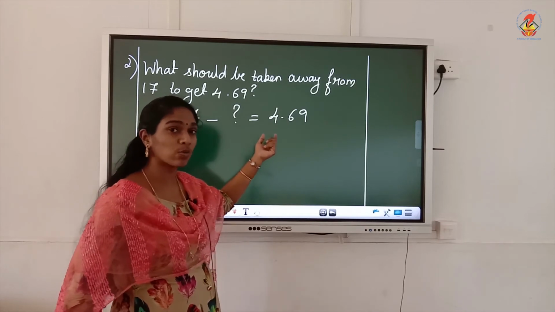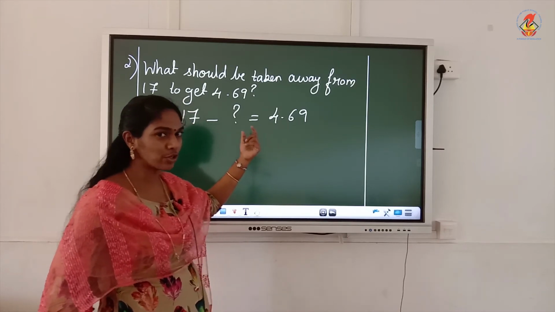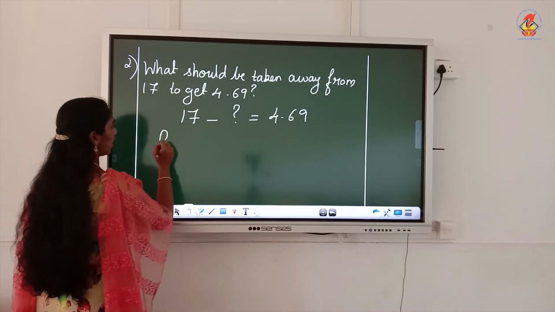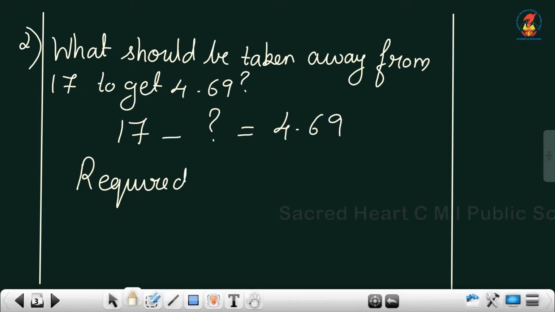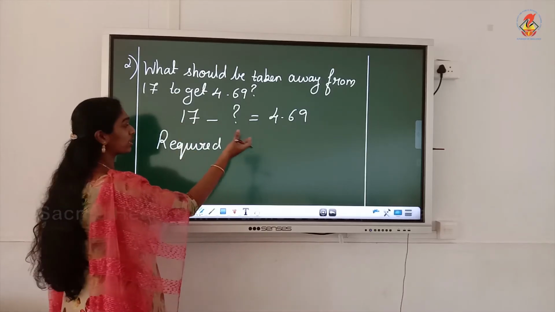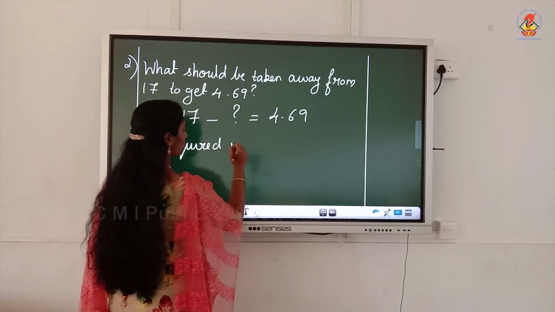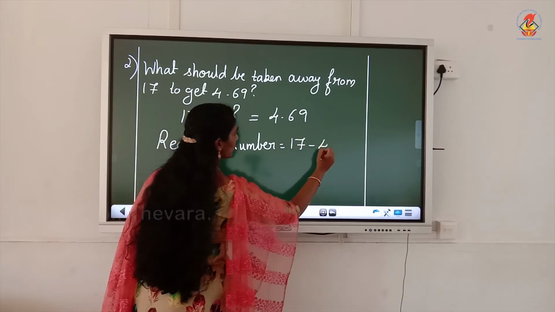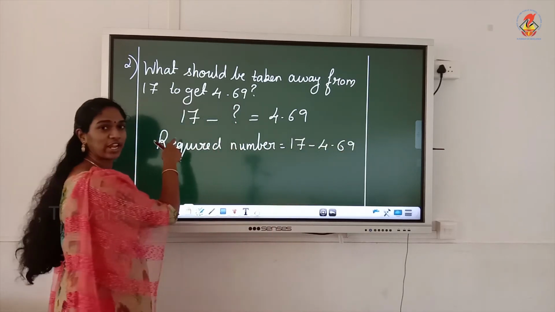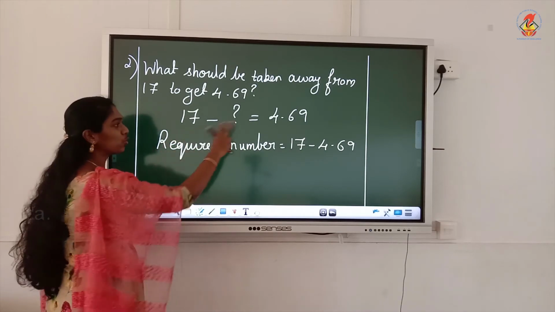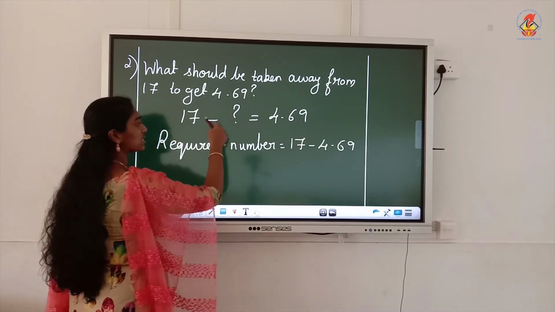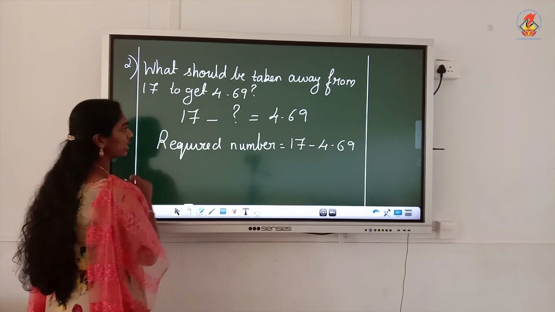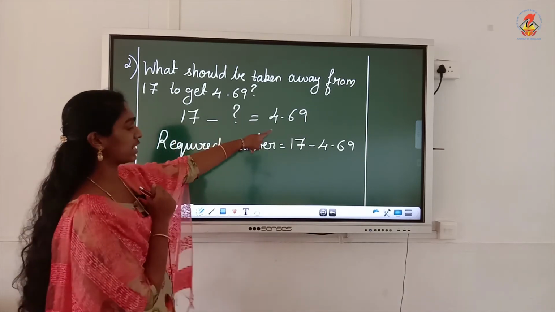To find out the second number, what do we have to do, children? We have to subtract. And what minus what will you do? Is it the difference minus minuend or the minuend minus difference? It is understood, always the bigger number minus the smaller number. Minuend minus the difference. So, required number equal to 17 minus 4.69. If you had to find out the first number, you will add the answer and the second number. Now you are finding out the second number, so first number minus the answer.